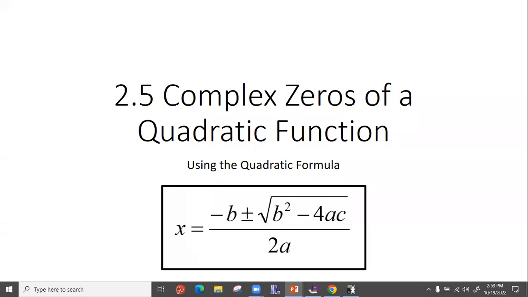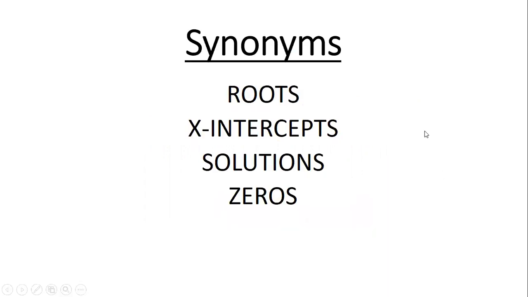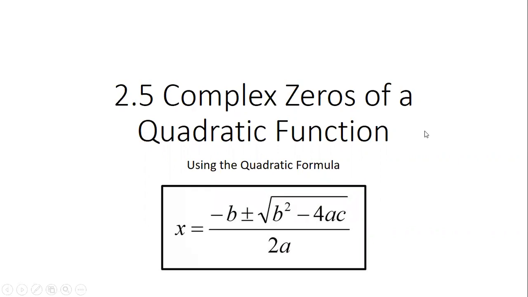All right, so we're on to 2.5, complex zeros of quadratic functions, and we're going to be using the quadratic formula. Okay, if you don't remember the quadratic formula, this would be a good time to write it down on your paper. So sing it with me. x equals negative b plus or minus the square root of b squared minus 4ac, divided by 2a. Okay, so we're going to be using that today. Got it? But we're not going to go straight to it. We've got some other stuff to do before.